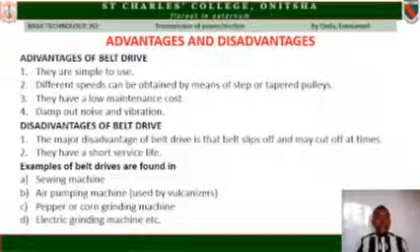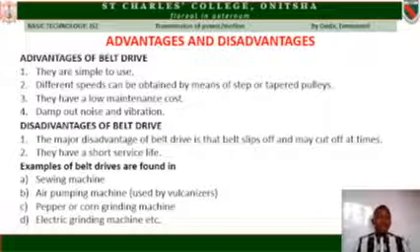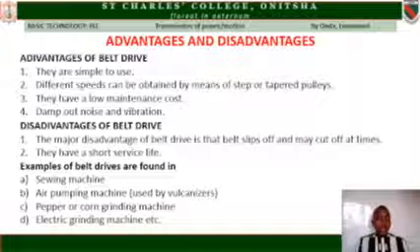Examples of belt drives are found in one, the sewing machine. The sewing machine makes use of a belt drive. The air pumping machine used by the roadside vulcanizers makes use of the belt drive. The pepper or corn grinding machine that is used in the markets also makes use of belt drives. The electric grinding machine also makes use of belt drive. All these machines that are listed below make use of belt drives.